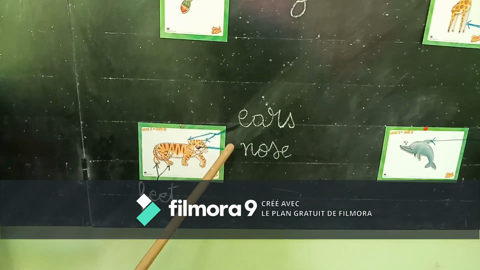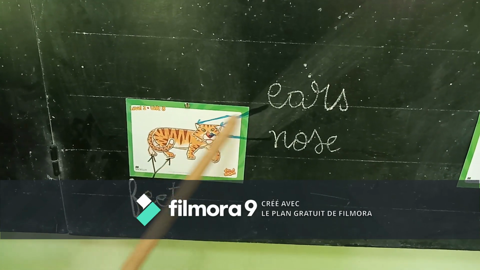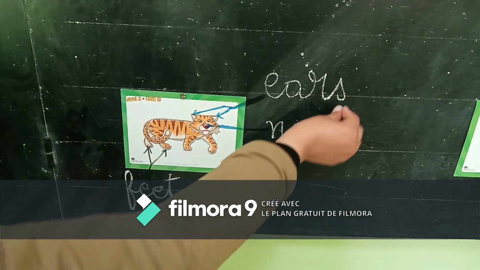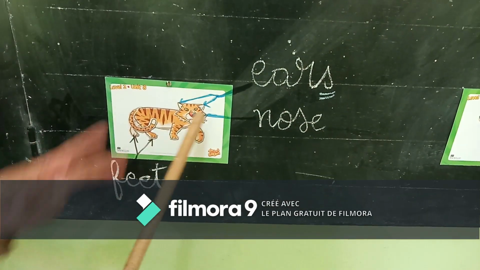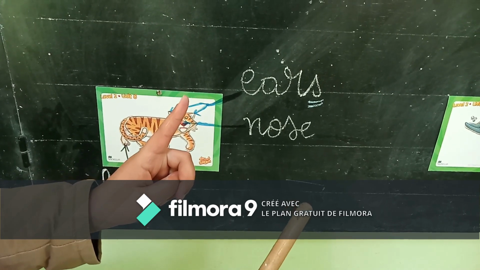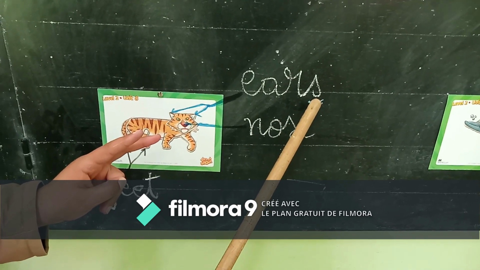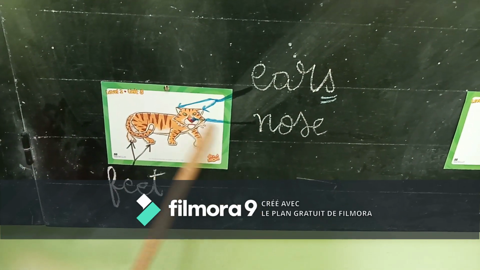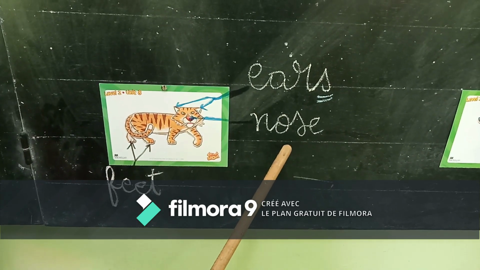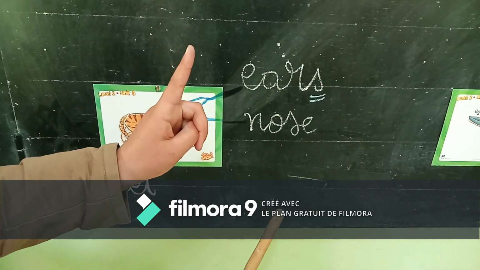Here, this is a tiger. So he has two ears. Here we add s because we have two. They are a pair. So we cannot say ear because we don't have just one. We have two. So we say ears with s. And here you have nose. Here we cannot say noses. Why? Because we have just one.